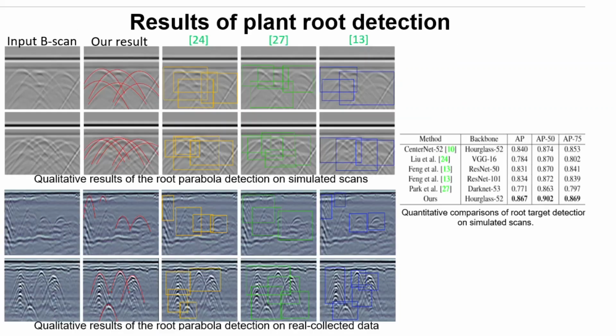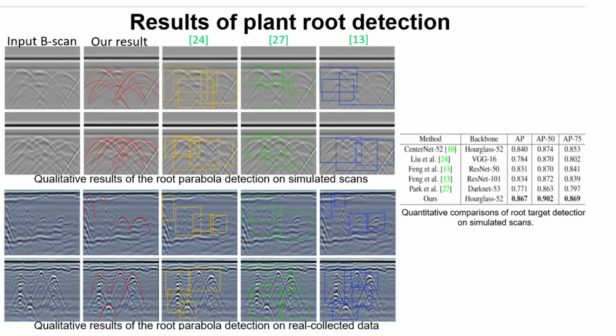Let's show some results of the plant root detection. Given the input B-scans, on the simulated B-scans and the real collected dataset, we can see that our detection almost recovers all the possible roots and can well fit each root shape.